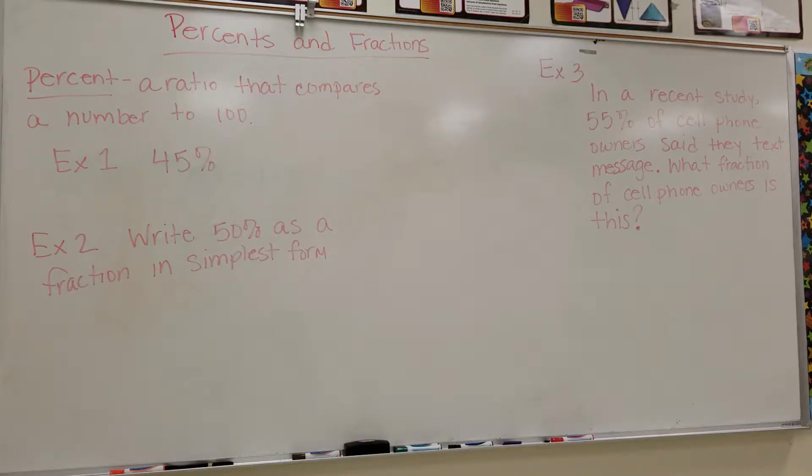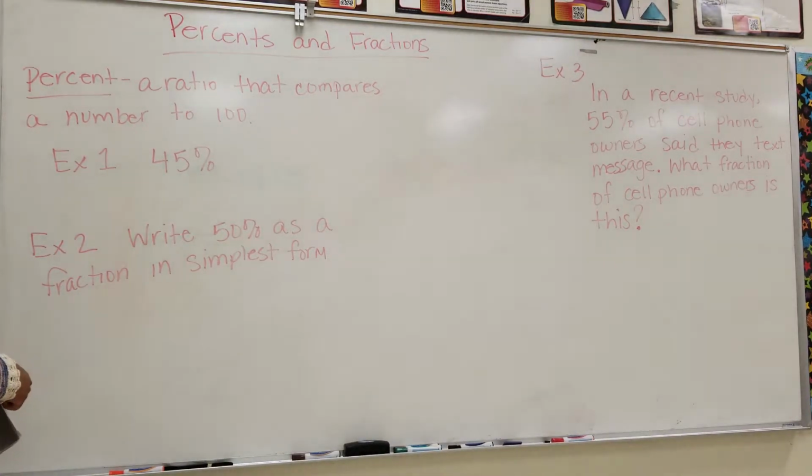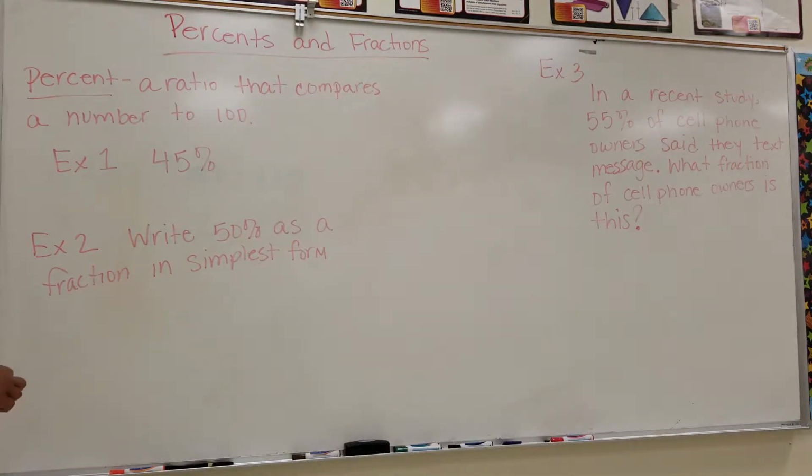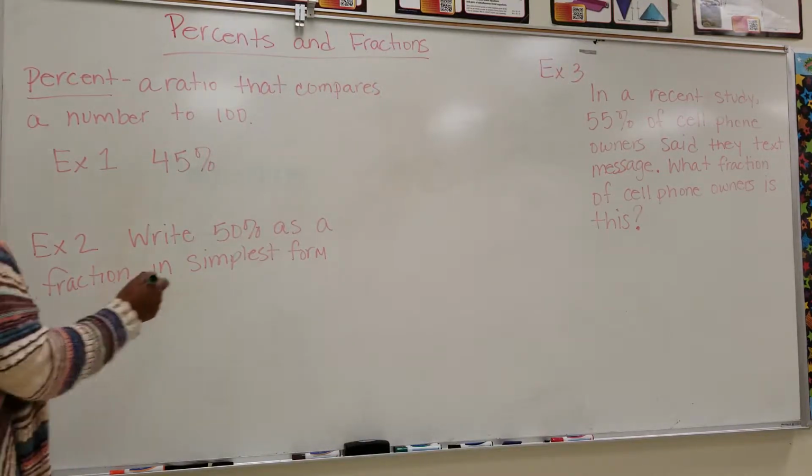All right, percents and fractions. A percent is a ratio that compares a number to 100. So, in a ratio, we have our top number, and then we're going to compare it. The bottom number will be 100. So for example number 1, it says 45%. We're going to write 45% as a ratio and compare it to 100. So basically it'll be a fraction, how we write it in fraction form.